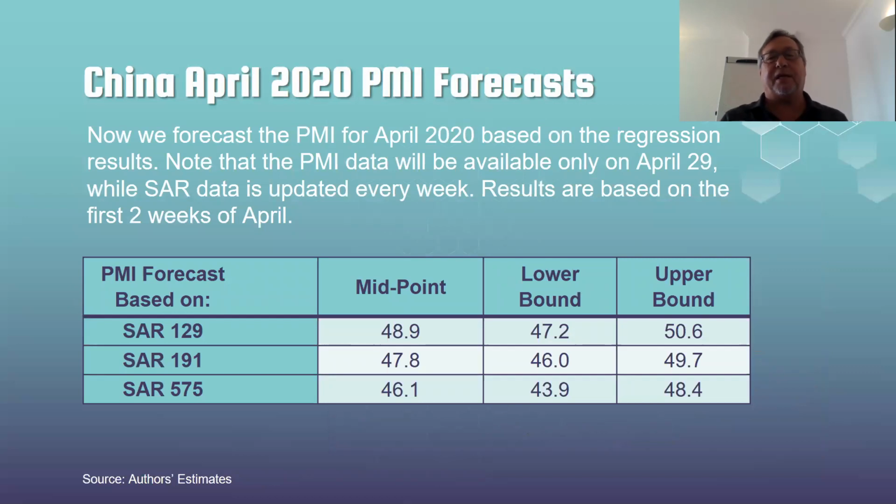So anyway, when we take these estimated regressions, we can then compute what the midpoint of the forecast would be, and they're suggesting that based on the SAR data, the PMI will be somewhere between 49, if we look at the alternative models and if you believe in SAR 129, and 46 if you believe in SAR 575. And we also provide, obviously, a range of confidence bands and so on, okay?